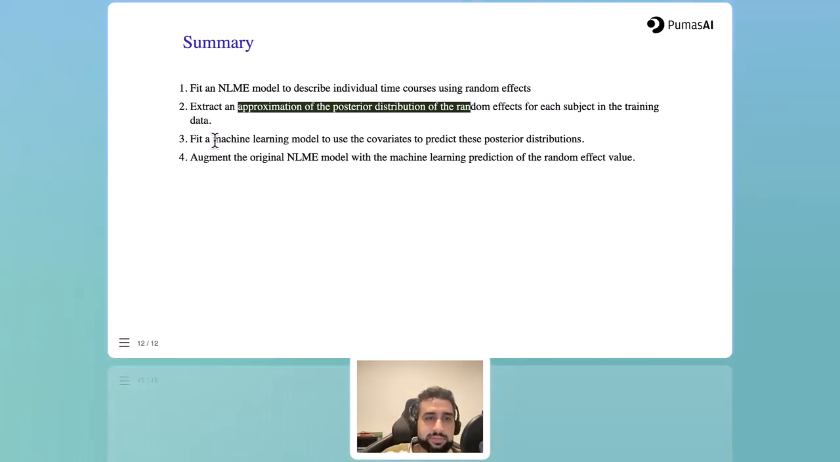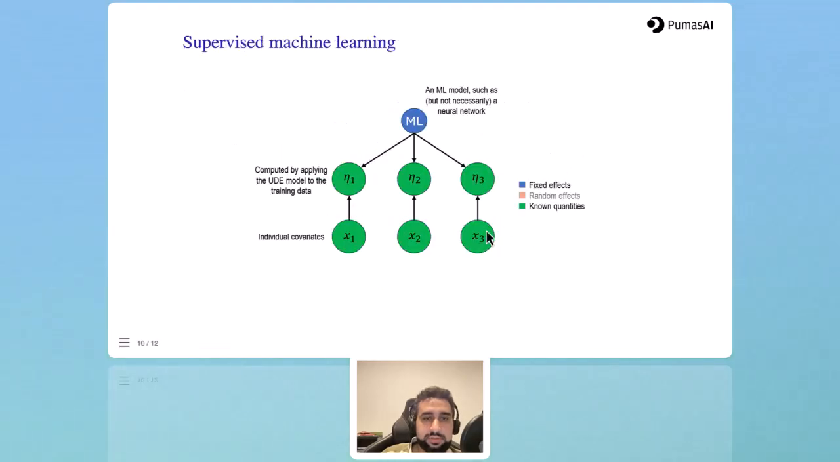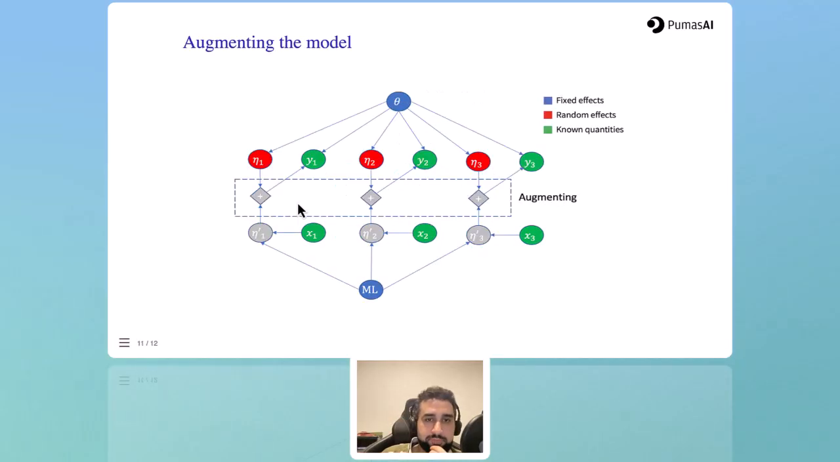And then the third step is to fit a machine learning model with inputs as the baseline covariates, and the output is the approximation to the posterior. So think again empirical Bayes estimate, or some approximation of the posterior, or some samples from the posterior. And that's the step that we talked about here. This step here, where we have input covariates and the output is the random effects or the empirical Bayes estimates. And we try to fit a supervised machine learning model to learn this relationship here.